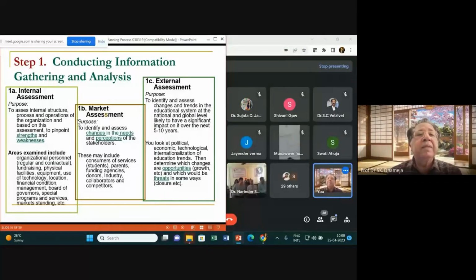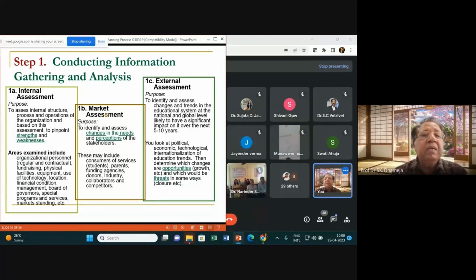Okay. Now let us take them in detail one by one. So first was conducting the information gathering and the analysis. That was the first thing. The first is conducting information gathering and analysis. For this we had internal assessment, market assessment, and then the external assessment. So first is the internal assessment.